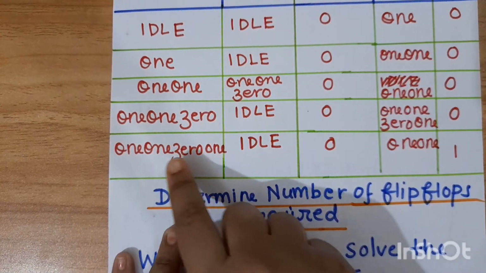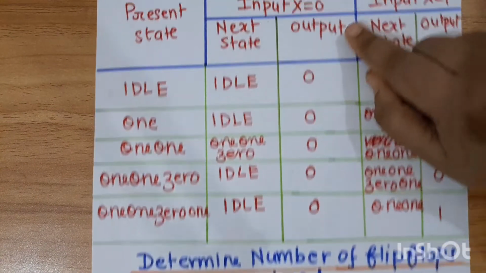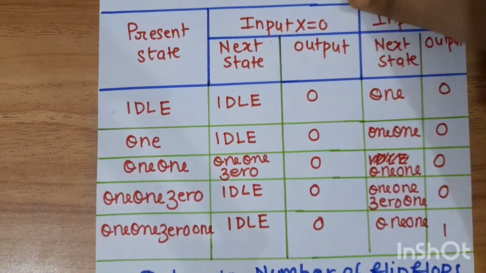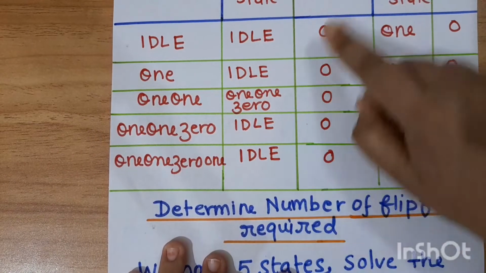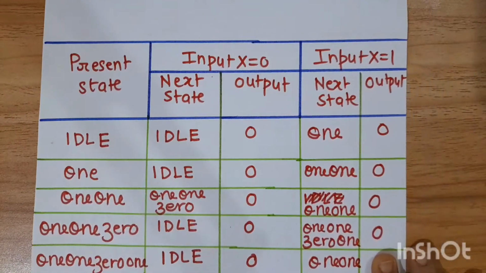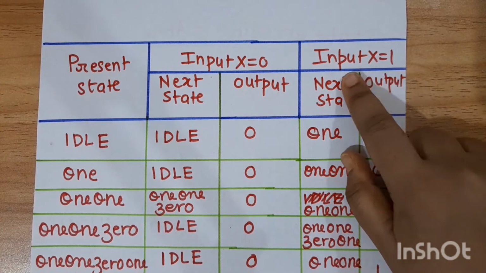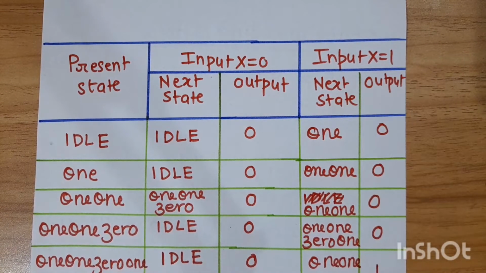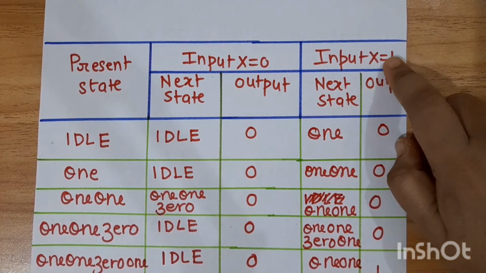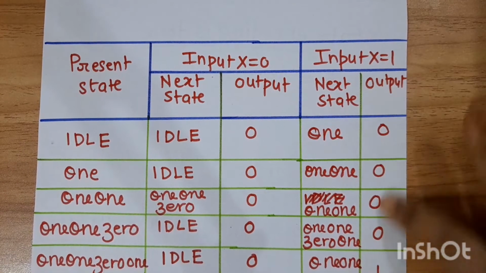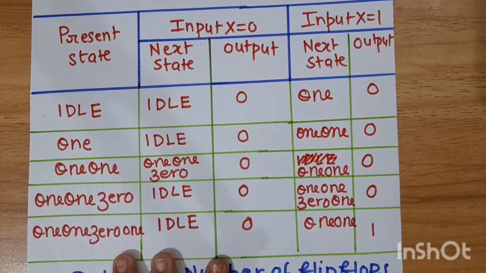Now in the 1, 1, 0, 1 state, if I get the input x equal to 0, I move to the next state idle and output is 0. And if the input x is equal to 1, next state is 1, 1 and here the output is actually 1. This is the state table I derived from the state diagram.